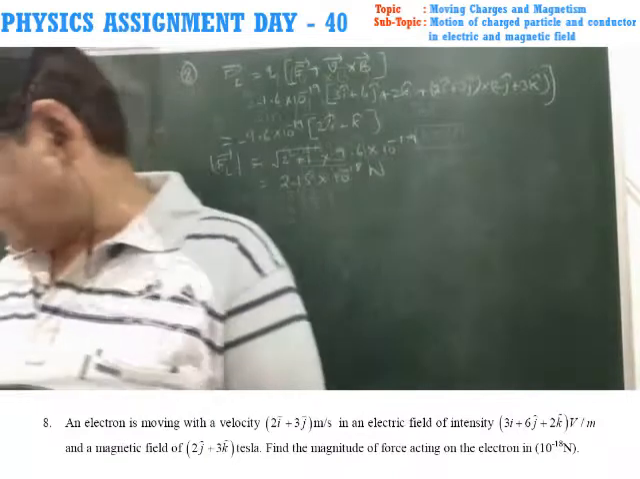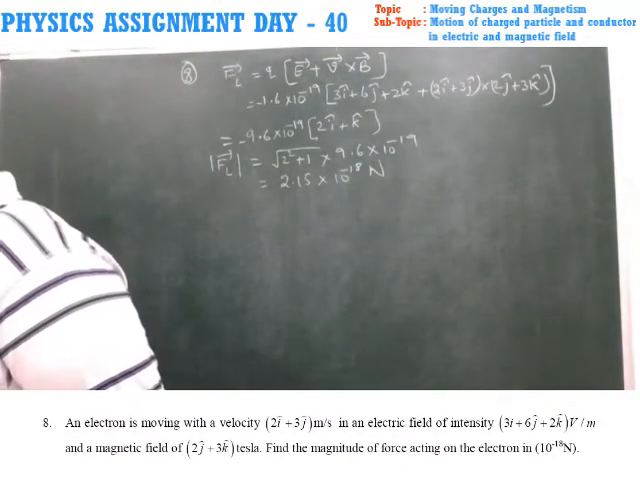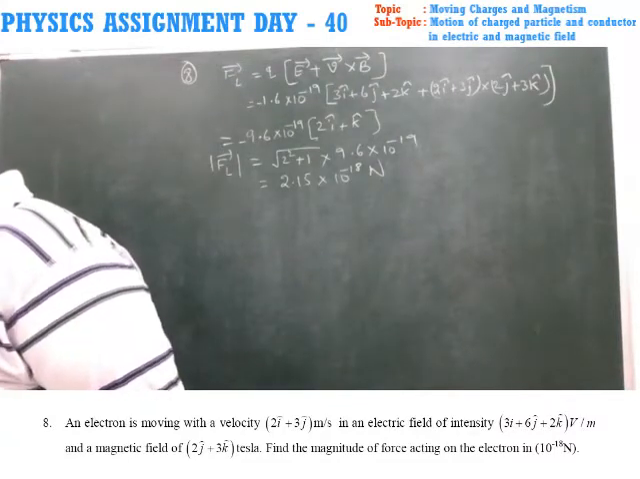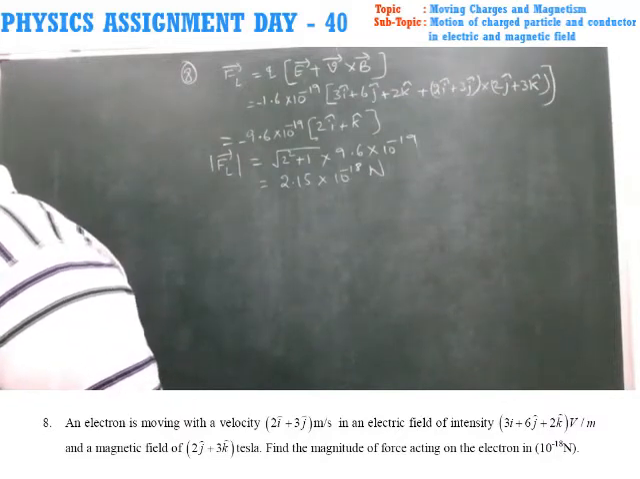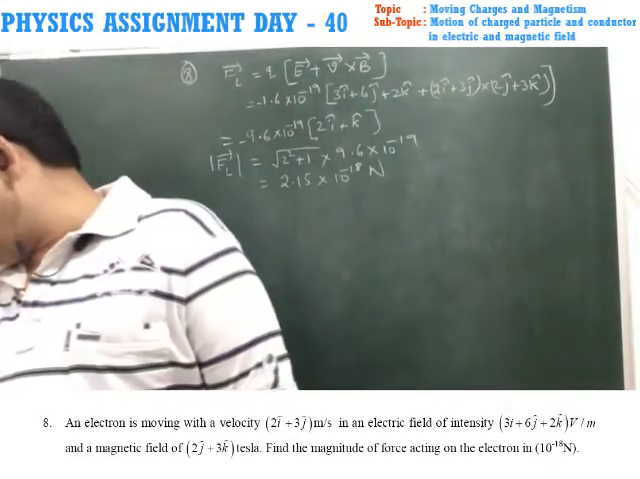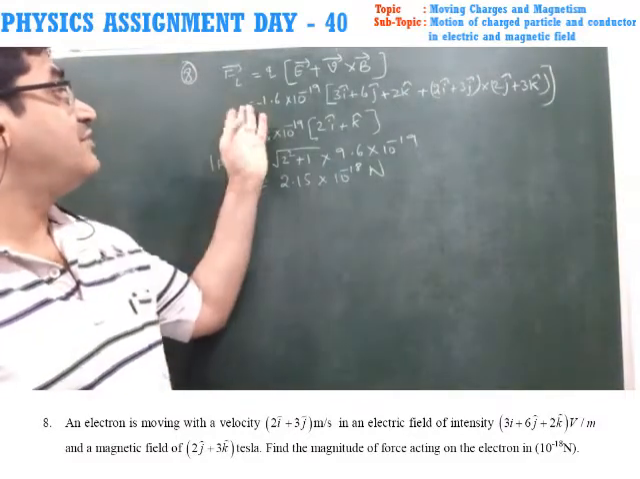That's it. So in the 8th question, students, an electron is moving with velocity 2i plus 3j meter per second in an electric field of intensity 3i plus 6j plus 2k volt per meter and a magnetic field of 2j plus 3k Tesla. Find the force acting on the electron. So the electron charge is also given. Based on that, you can get it.